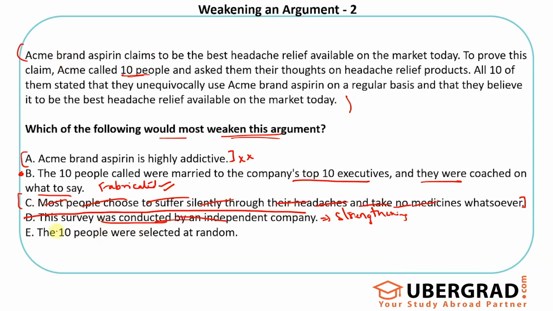The 10 people were selected. And again, this one also, when you are doing a survey, the most fair way is that you do it at random, right? So again, this means there is no unfair practice done in the survey. So if we remove these two, these are in a way actually positive towards strengthening the argument.